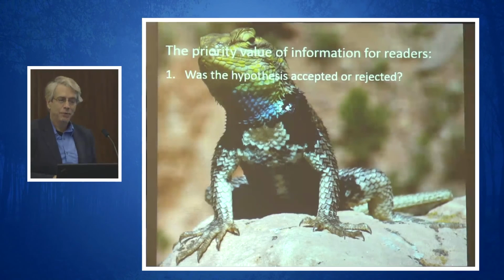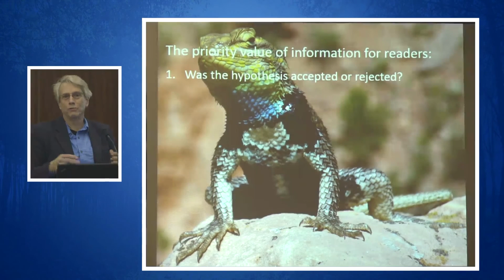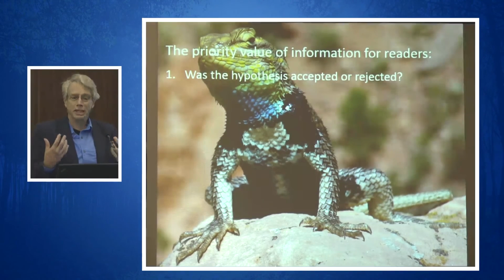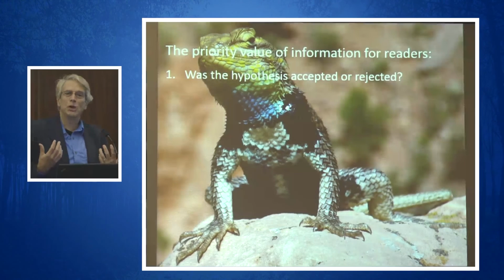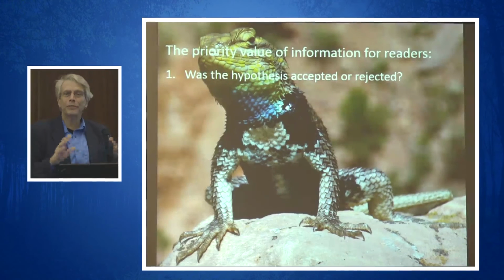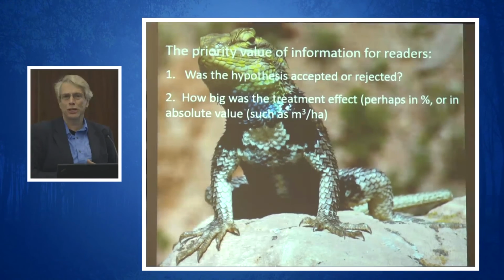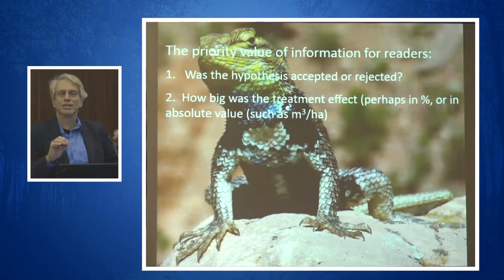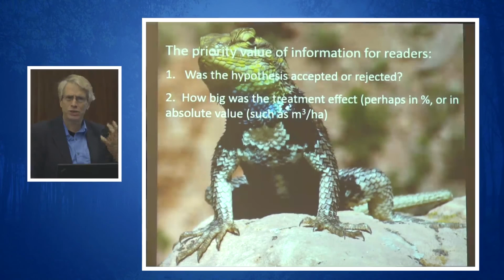So, the priority of values for the readers that will come to your paper, the thing that will be of most use for them is whether your basic idea was accepted or rejected. If the readers could know only one thing from you, that would be it. If they could know two things, they'd like to know whether or not the effect of your treatment was large or whether it was small. So the size of the effect is the second thing that readers would like to make sure that they understand.